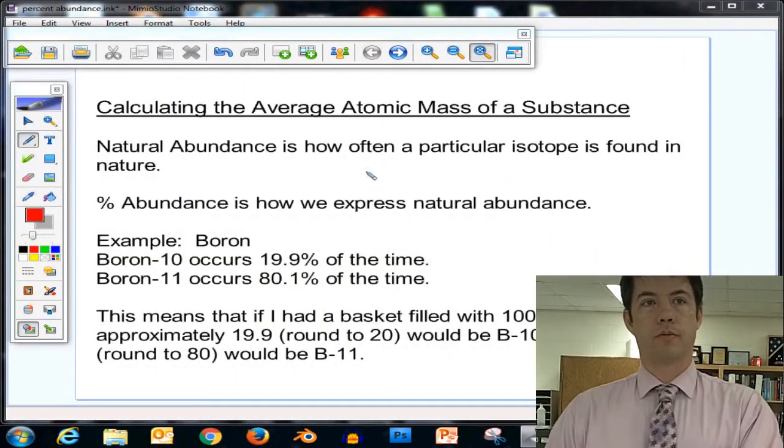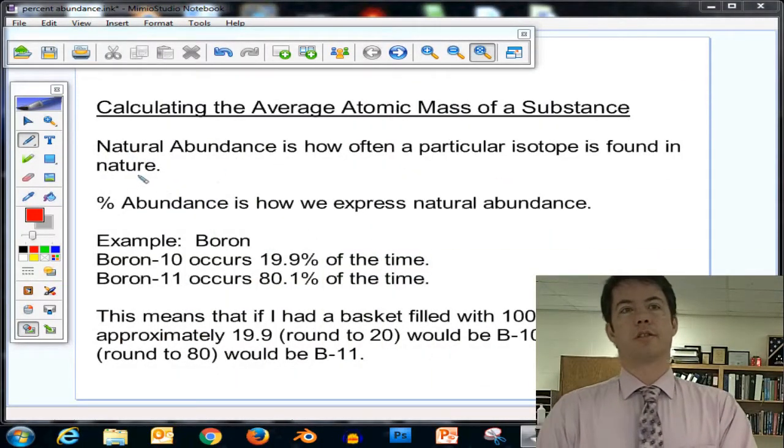Today we're going to be looking at calculating the average atomic mass of a substance. Up until now we've looked at the periodic table and the mass on the periodic table, and we've seen that it's a decimal. We've talked about isotopes like carbon-12, carbon-13, and carbon-14, which, when we take the average of the naturally occurring isotopes, turn into the 12.011 that we see on our periodic table.